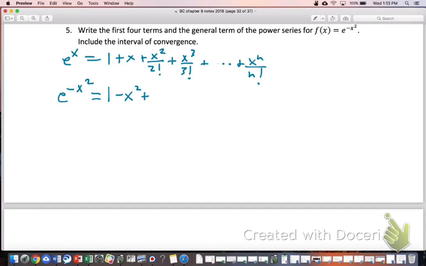Negative x squared would be positive x to the 4th over 2 factorial, and then minus x to the 6th over 3 factorial. And then, of course, your nth term, you could simply substitute there as well. So it'd be negative x squared to the n over n factorial. So you could write it as negative 1 to the n, x to the 2n, if you wanted. Of course, that's fine also as an nth term, if you so choose.